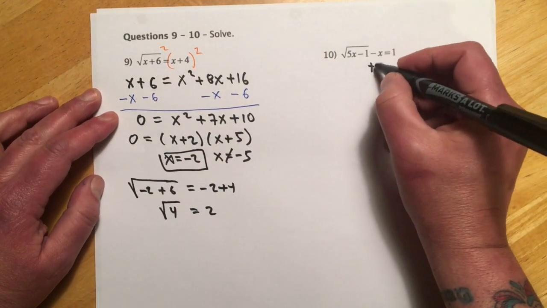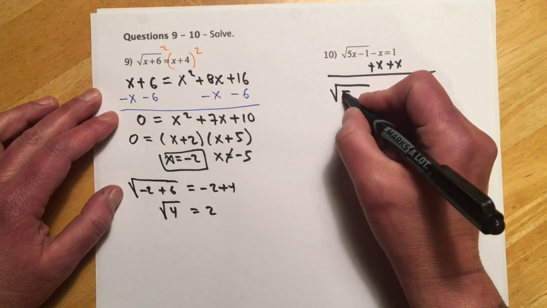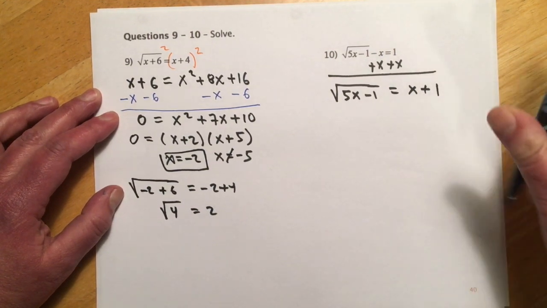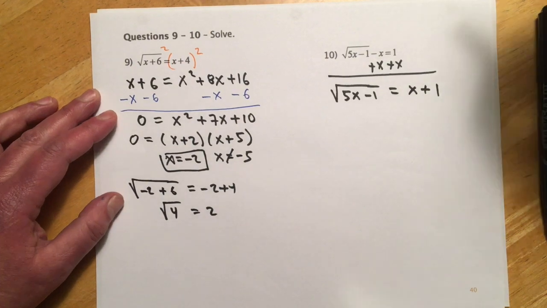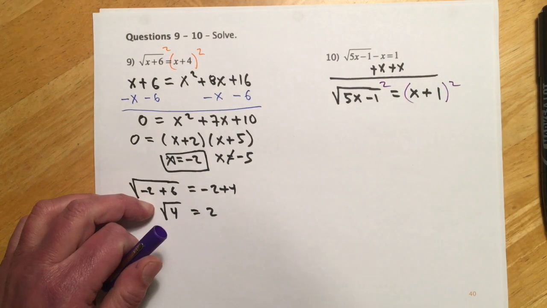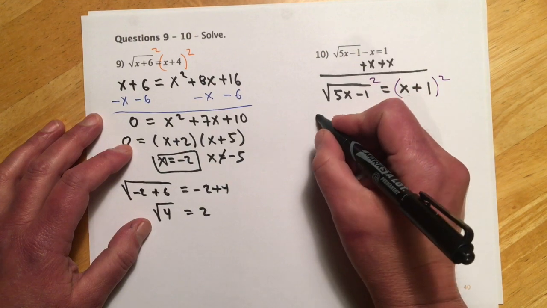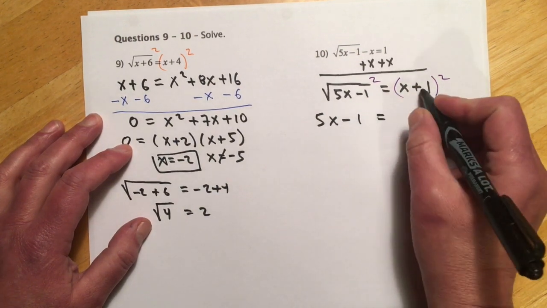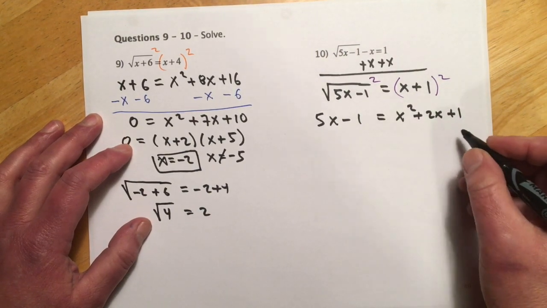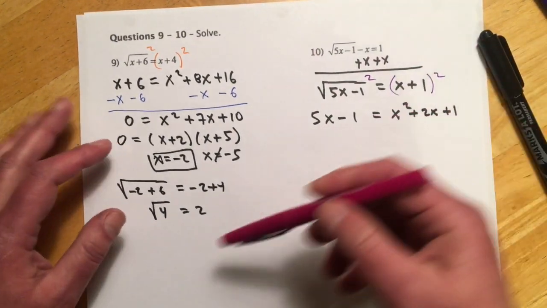This one's similar, so the first thing we do though would be to add the x over to the other side. So that'll give us square root 5x minus 1 equals x plus 1. And then from there I can square both sides. So then squaring both sides I get 5x minus 1, and this is x squared plus 2x plus 1. And then I'm going to move the 5x minus 1 over.